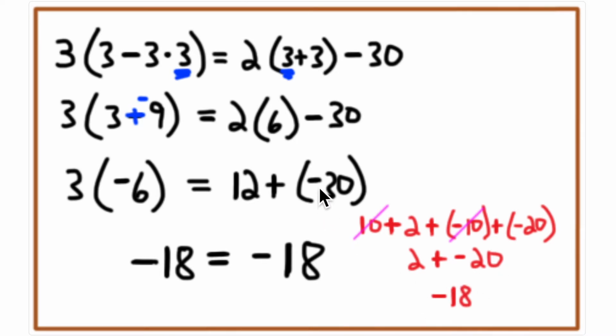If you look up here, -30 plus 12, -30, and I'm going to add a +10 to that. That gets me to -20. And then add another +2, that gets me to -18. Couple ways to think about that.